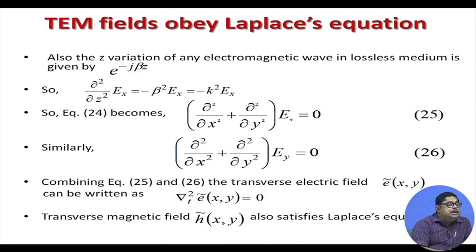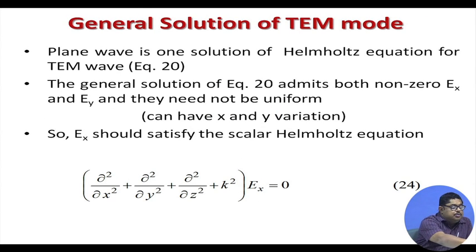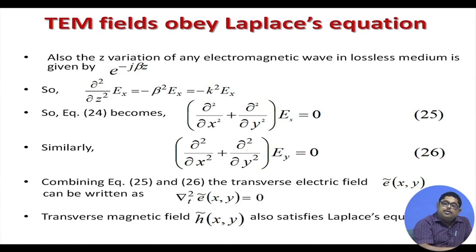Now, we know that z variation is given by e to the power minus j beta z. So, del square del z square is this. So, by that equation 24, that means this equation. Now, this is for Ex, also Ey will have some type of equation, because in the general solution both Ex and Ey are possible. So, I have this.